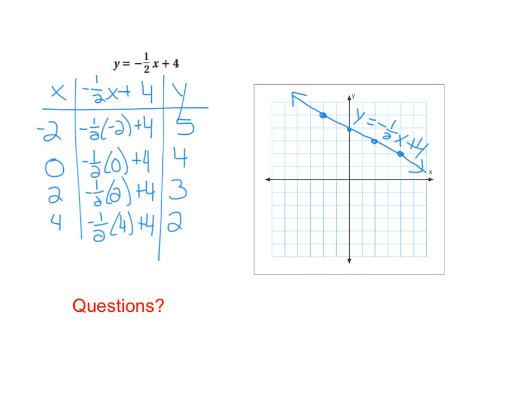All right, if you have questions about these tables or anything we did, write them here, and we will work with linear functions and tables in class.